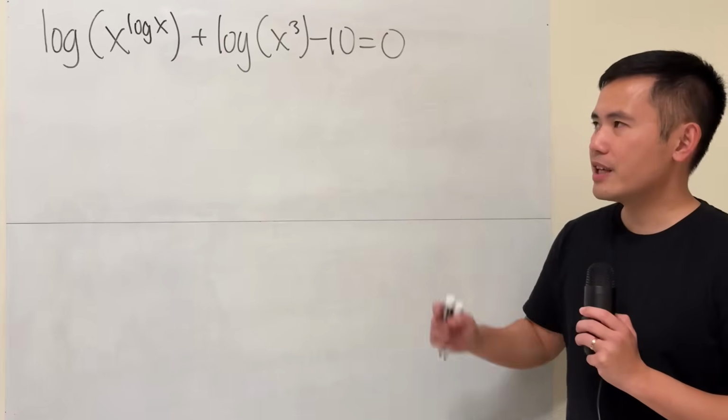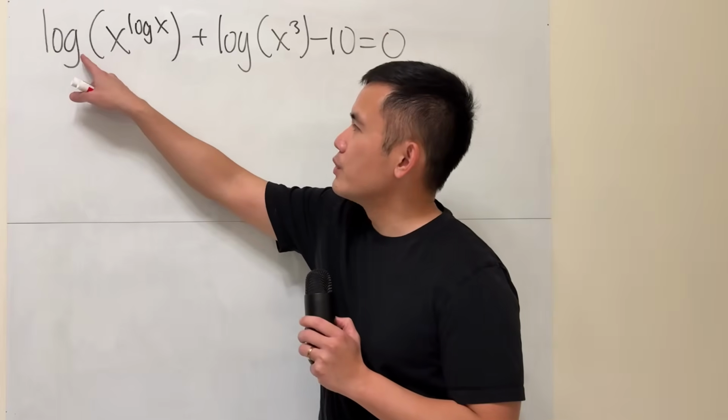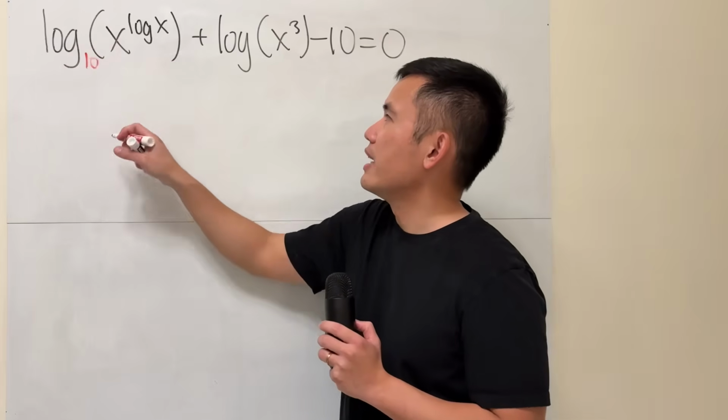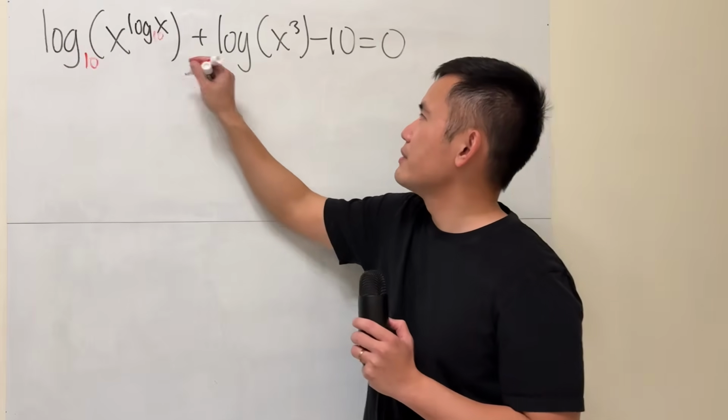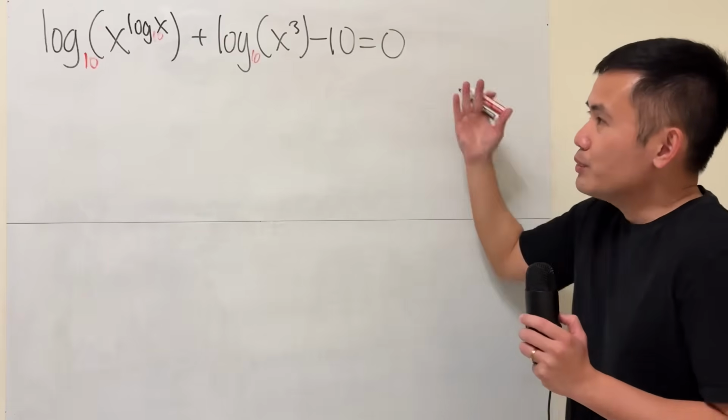Okay, here I have a scary looking log equation for you guys. And right here I just have log with no number, right? So it's meant to be log base 10. And I'm not going to write that down after this, okay? Just keep that in mind, log base 10. Okay, how do we solve it?